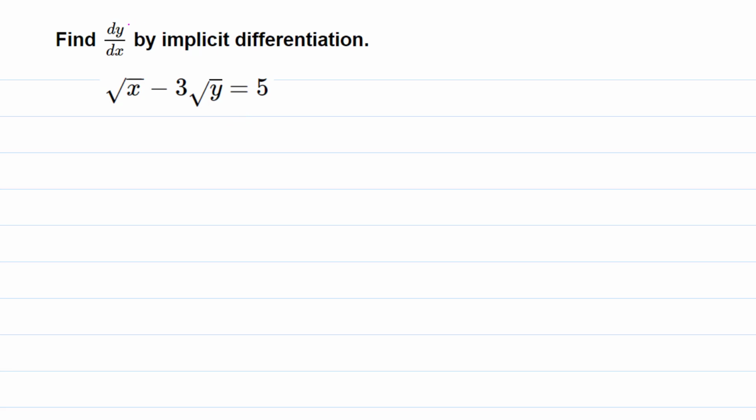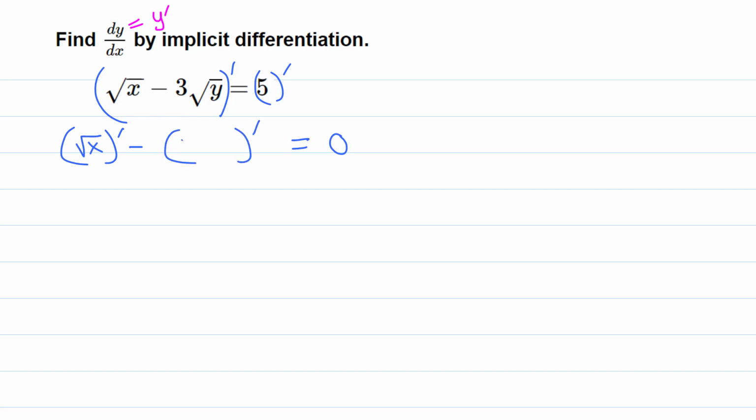I'm writing dy over dx as y prime, just for the notation. I'm going to take the derivative of the left hand side, meaning the derivative of everything on the left, and the derivative of everything on the right. And I can see the derivative of 5 is just 0. On the left, I got two terms. So from the sum difference rule, the derivative of the first term, root x, minus the derivative of 3 root y.